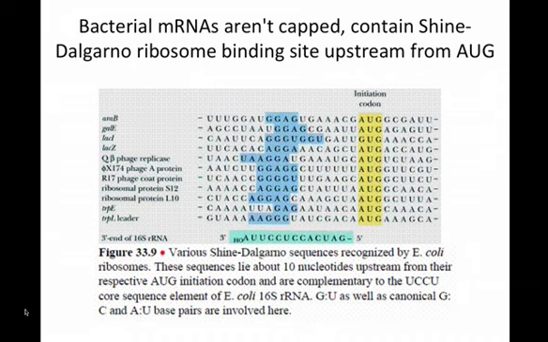Okay, we are almost there, guys. So that's all about scanning for the correct AUG. All that was eukaryotic. In bacteria, bacterial mRNAs are not capped, right? And so they need a way to find the first AUG and for the ribosome to bind and start translating. They contain what's called a Shine-Dalgarno ribosome binding site, another consensus sequence upstream from the AUG. This is showing a whole bunch of genes, and here are your AUGs, and here's your Shine-Dalgarno sequence.